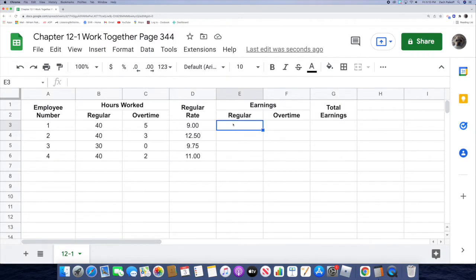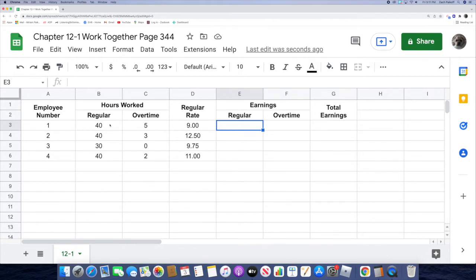Alrighty, so now we're going to be moving on to the 12-1 work together, in which we will be calculating total earnings. So in this work together, what we're going to be doing is calculating the amount of regular, overtime, and total earnings for each employee. So to start, we're going to be calculating the amount of regular earnings for each employee.